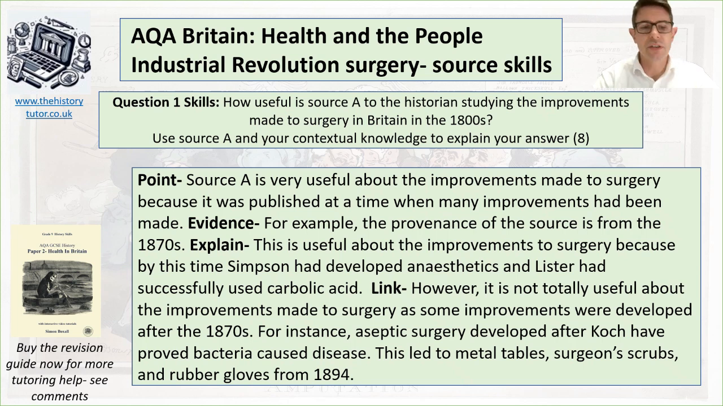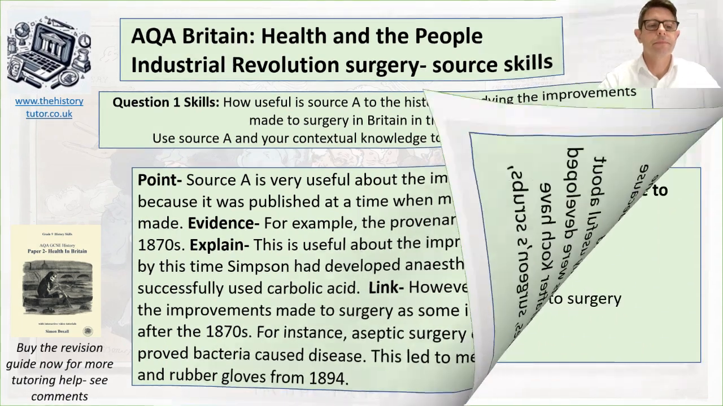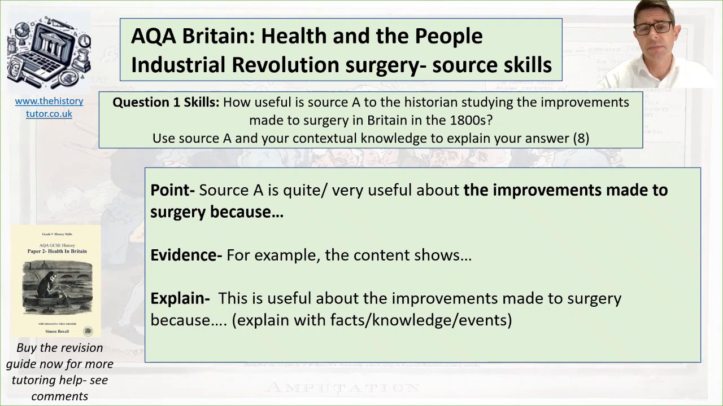This led to operating tables, surgeon scrubs, and rubber gloves from 1894. So it's not going to be totally useful about the improvements made to surgery. Now, that's a lot for a provenance paragraph. To be honest, you'd probably just have plenty without the link and write quite a short paragraph. So let's now think about the content.